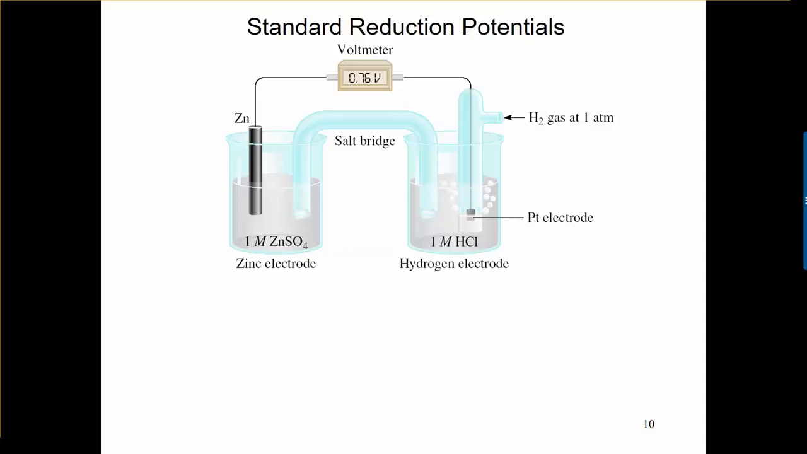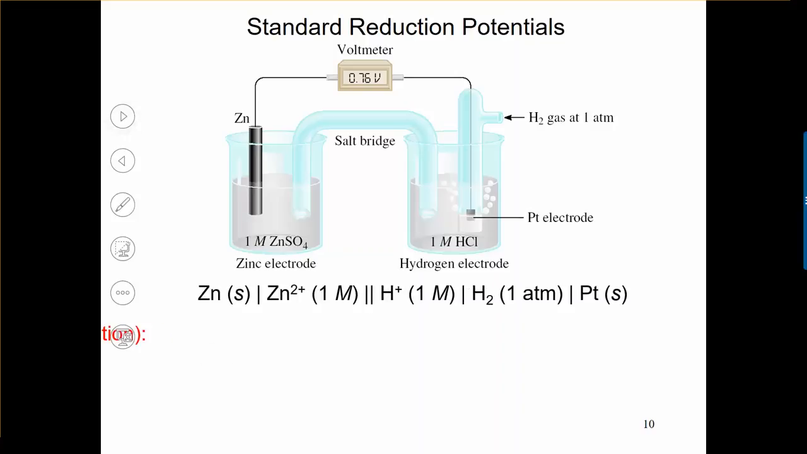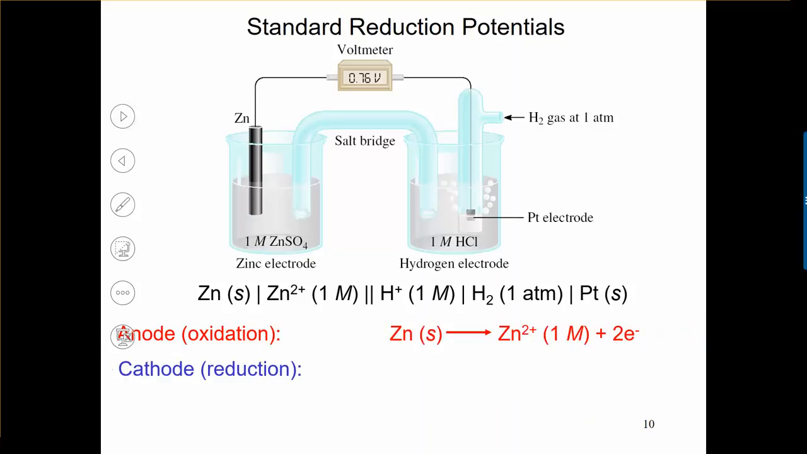And then they started to compare everything to it. So here we have this galvanic cell set up, and this H2 gas is at zero, and now we want to study and find out what is the potential of zinc. What is its potential compared to hydrogen? Okay, so in this case, zinc is going from zinc solid to zinc 2+, so it's losing two electrons.